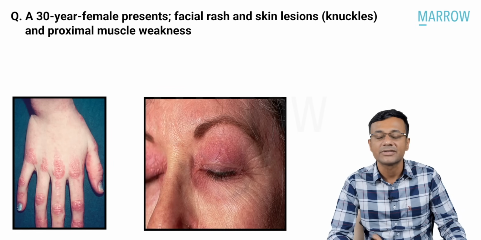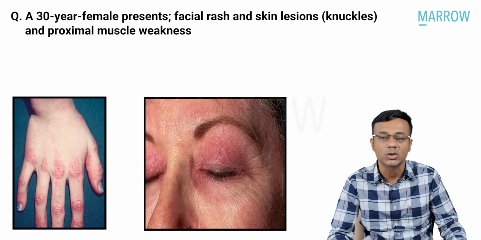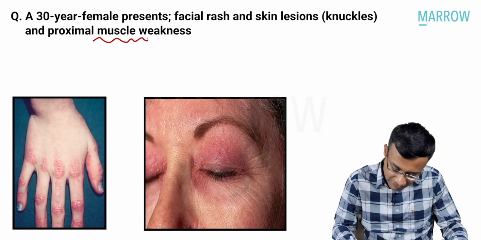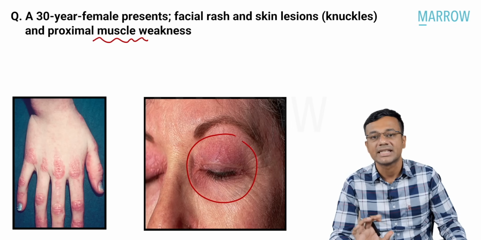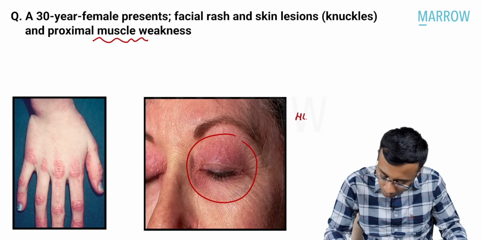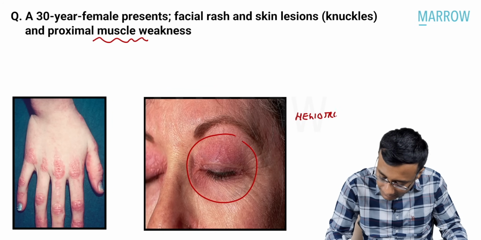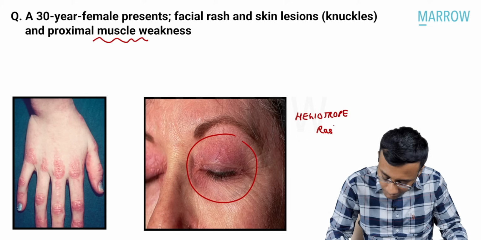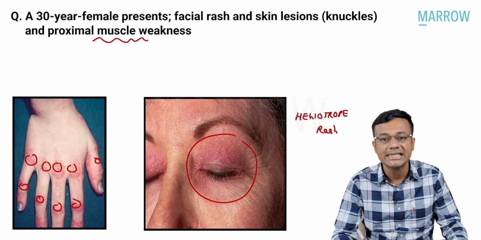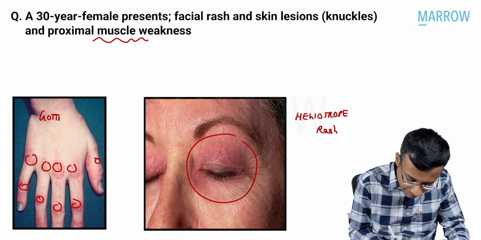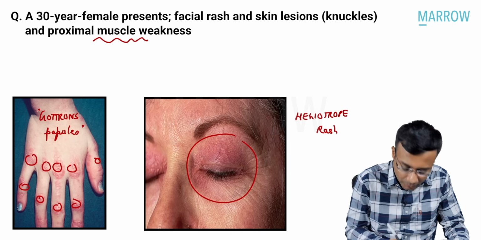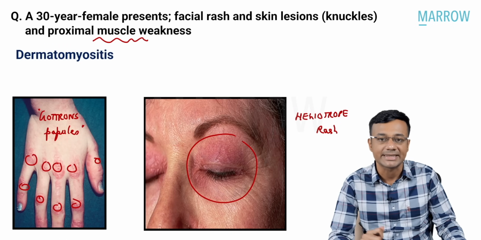A 30-year-old female presents with a facial rash and skin lesions over the knuckles with proximal muscle weakness. So if you look at the facial rash, you can see this lesion over here. You can see a violaceous macular erythema in the periorbital region. This is referred to as heliotrope rash. You can see violaceous flat top papules over the MCP joint and IP joint. These lesions are referred to as Gottron's papules. So there are skin lesions. There is involvement of the proximal muscles. We are talking about dermatomyositis.